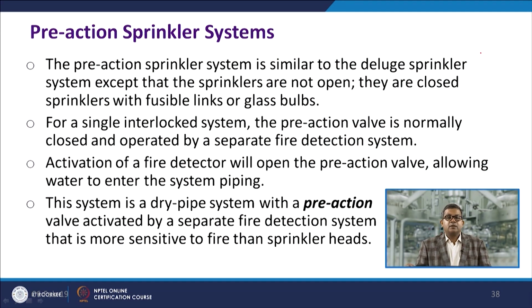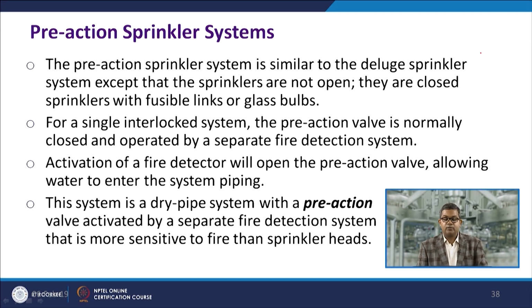Now the last system in this category is the pre-action sprinkler system. The pre-action sprinkler system is similar to the deluge sprinkler system, except that the sprinklers are not open. They are closed sprinklers with a fusible link or glass bulbs. For a single interlock system, the pre-action valve is normally closed and operated by a separate fire detection system.